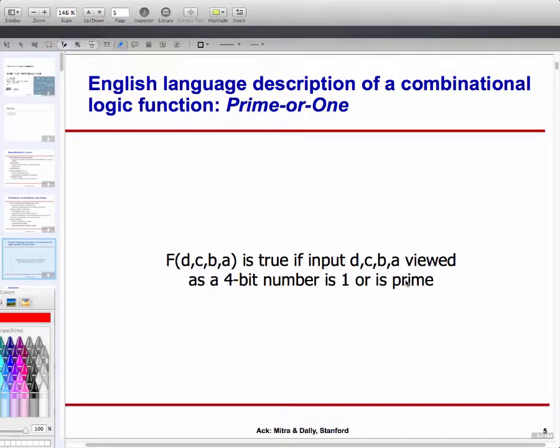So prime numbers up to 4 bits are going to be 2, 3, 5, 7, 11, and 13, right? So those are the cases, and then we have 1. So basically what we are saying is, if DCBA represent 1 or 2 or 3 or 5 or 7 or 11 or 13, output should be 1, otherwise output should be 0. Okay, that's the specification given to you, and now we have to design something which implements it.